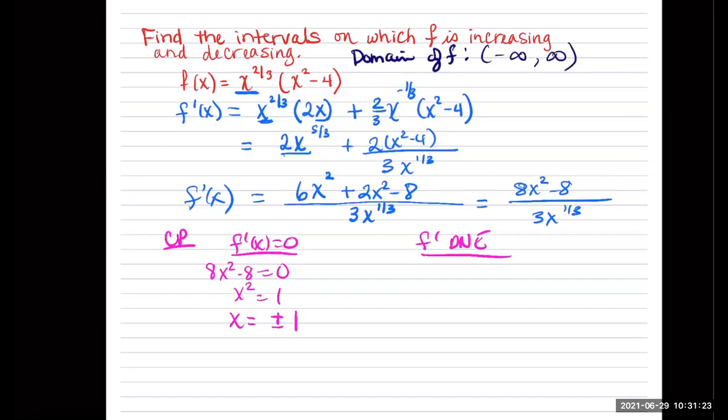If that had been a square root, we might have a problem, but notice we have a cube root there, not a square root. Okay, so that means that these values we found are in the domain of the function. So these are actually critical numbers.